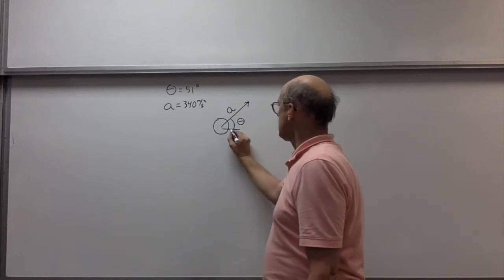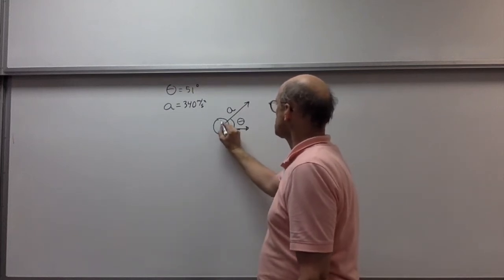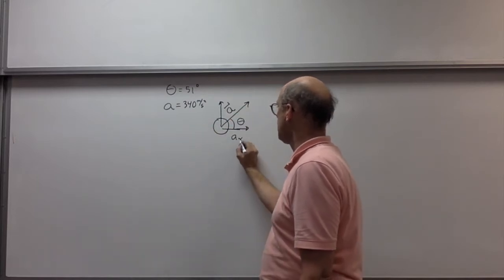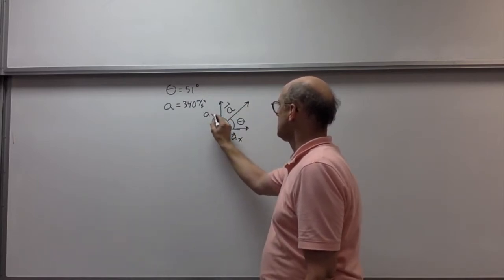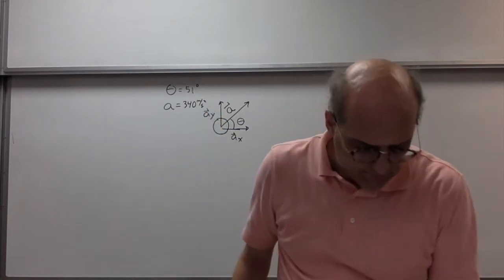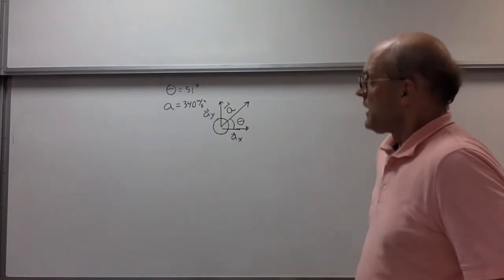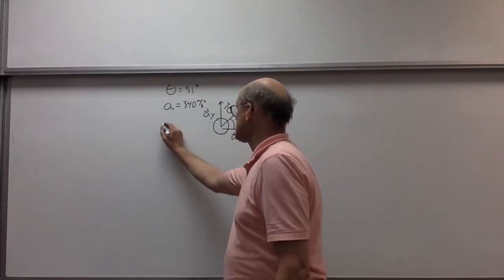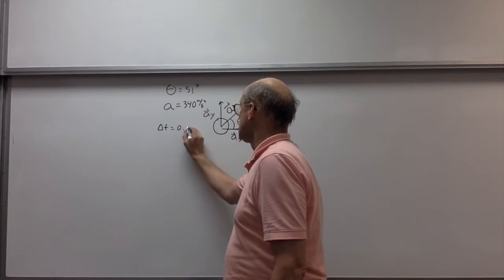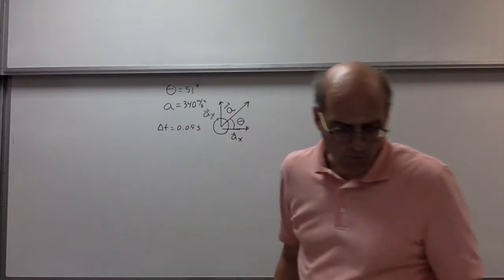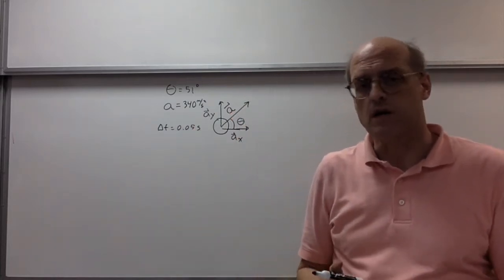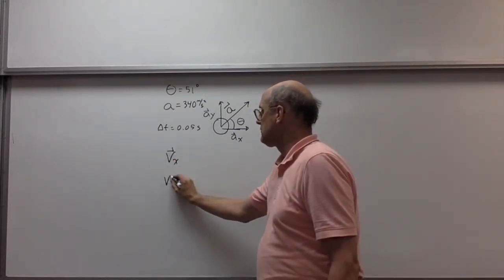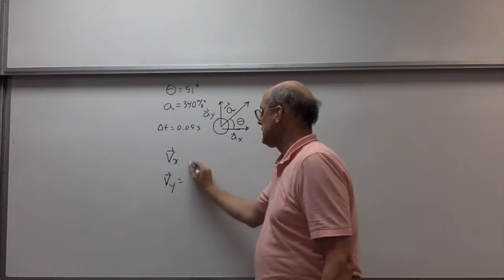Now we can break the acceleration up into its x and y parts because acceleration is a vector quantity. So we have ax and ay. Now the time over which this acceleration occurs is 0.050 seconds. And they want us to figure out the horizontal and vertical velocities of the football. So Vx and Vy.